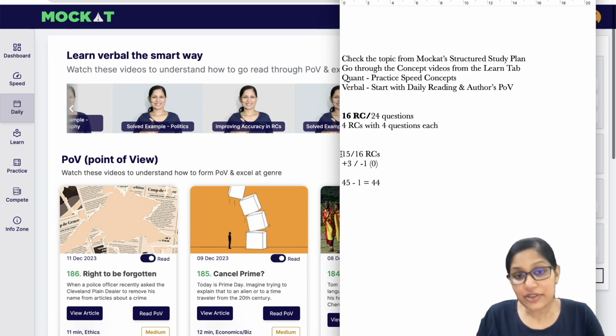That's something we've seen with a lot of students. They've done the POV, they've doubled or tripled their marks, gone to 99 percentile plus in verbal, and got into top IIMs or even graduated from there already.